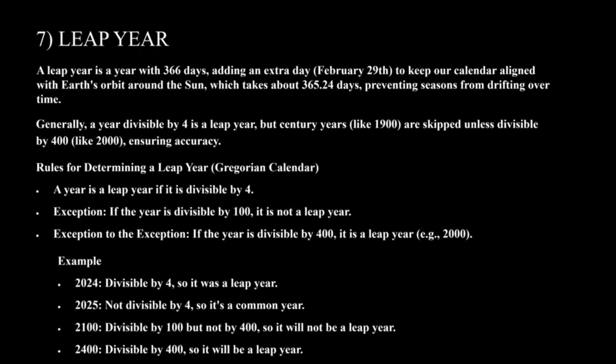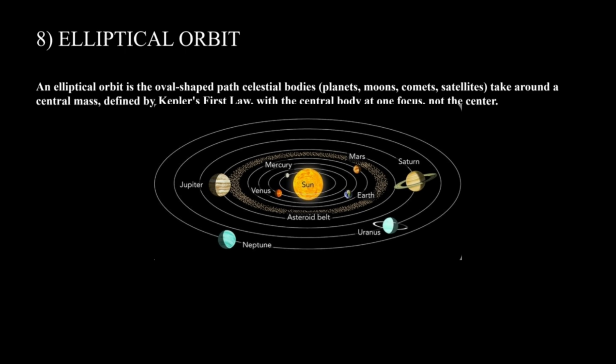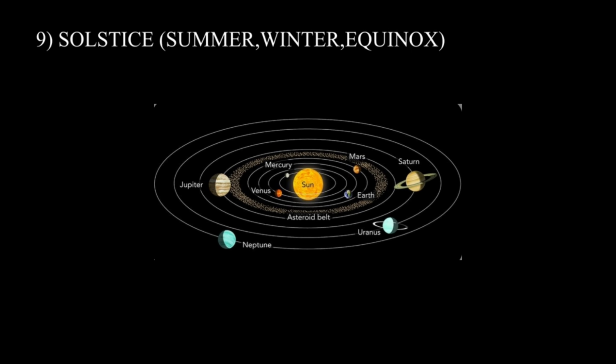The next concept is elliptical orbit. So what is meant by an elliptical orbit? An elliptical orbit is an oval shaped path followed by celestial bodies such as moon, sun, planets, etc. Many of you might be thinking why all the celestial bodies have to take that elliptical path only. The answer to this is Kepler's first law.